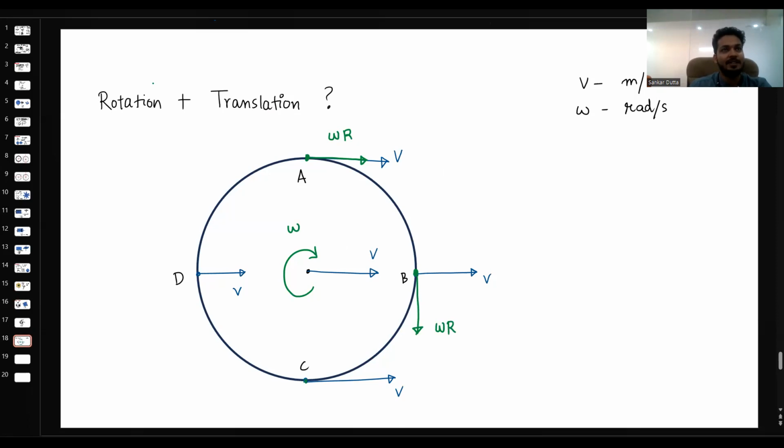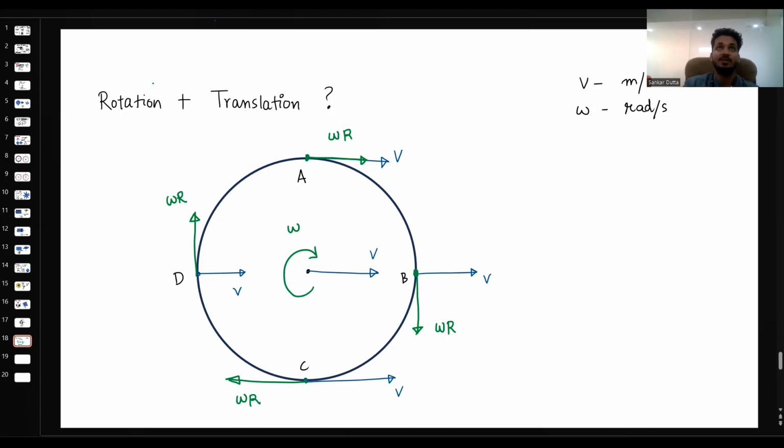What about at C point? It will be backwards. And what about at D point? Omega r will look like this. Very nice, right? So when rotation and translation are happening together, the net velocity of each location will actually be different. Each point on that particle, rotating and translating together, will have a different velocity.